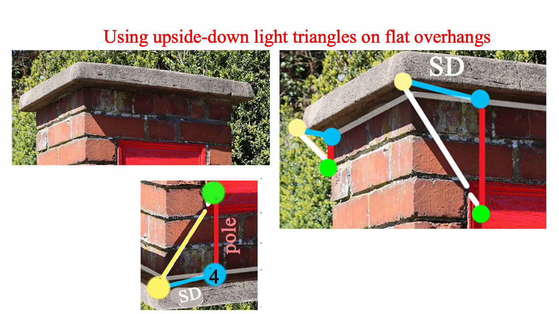I want to introduce you to the upside-down light triangle that we can use when the overhang is flat. So start with this corner and draw a line toward the shadow vanishing point until we hit the brick wall. So we go underneath the overhang. That's the beginning of this vertical pole. Then draw a light from this same corner toward the sun up here. And where it intersects this pole is a point on the shadow.